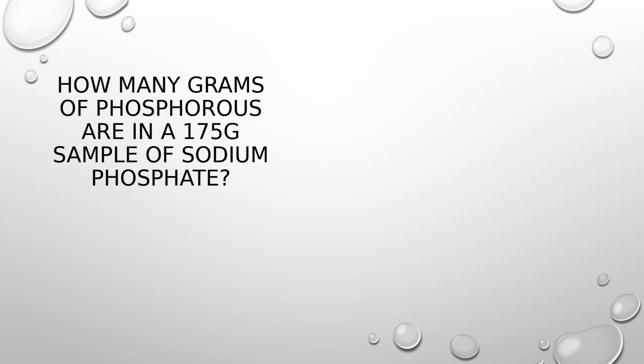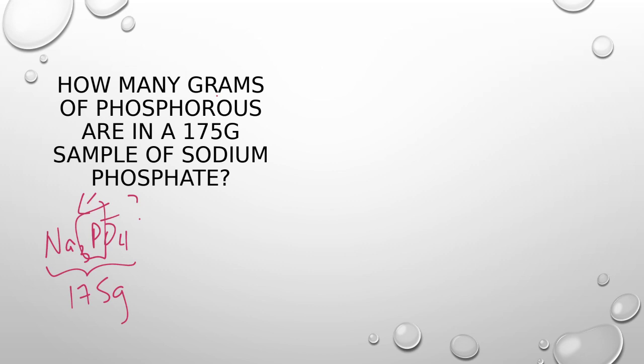This last example is a nice application of percent composition to actual masses of compounds. So it wants us to calculate how many grams of phosphorus are in a 175 gram sample of sodium phosphate. So we know that sodium phosphate would have the formula Na3PO4. We know that the total mass is 175 grams. We just want to know how much phosphorus, or what is the mass of phosphorus within that 175 gram sample. And we can calculate that if we know the percentage that phosphorus makes up in that compound through its mass.